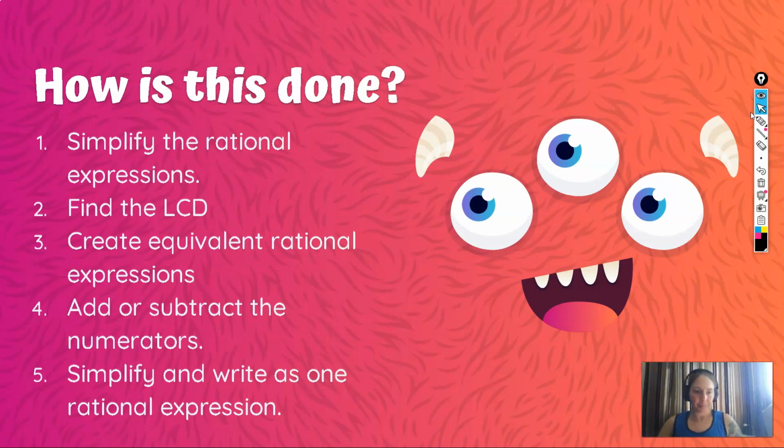So let's review what we did. So step 1, if you can simplify, but as you saw, that's not always the case. Step 2, find your LCD. So make sure you're really good at finding LCDs. Make sure you're really good at factoring by the time you get to this point. And then step 3 says create equivalent rational expressions. So using the LCD, we needed to create common denominators. We had to figure out, okay, this denominator times what will get me to the LCD, and then we fill it in top and bottom. And then we add or subtract the numerators. Basically, we just combine the numerators together with whatever operations we have. And then we simplify and we write as one rational expression, and then we're done.